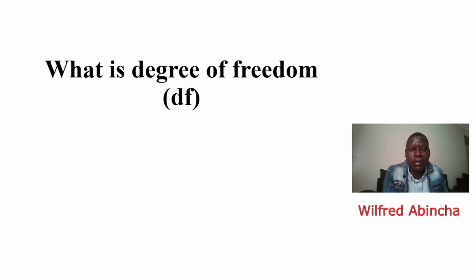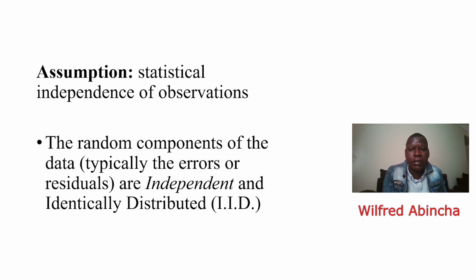For us to understand degree of freedom, first we have to understand one assumption, and that is the assumption of statistical independence of observations. In this assumption, the random components of data are independent and identically distributed. I want you to note the word independent.